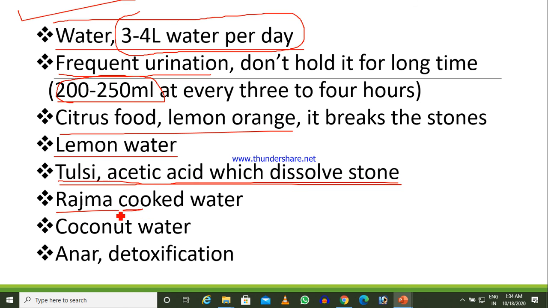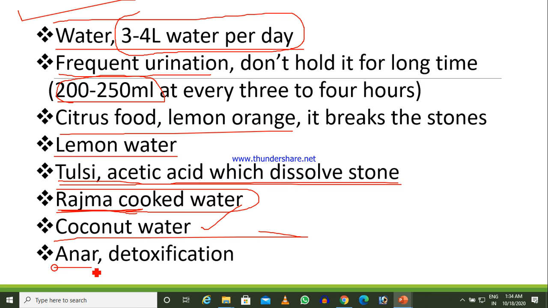Rajma, this is a kidney bean. What is it called? Kidney bean it is called. This is very, very good for kidney health also. So at least twice a week you take rajma. If you are not able to do that, you boil the rajma and drink the water. This will also be very helpful. Twice a week you take coconut water. Very good and tasty also.